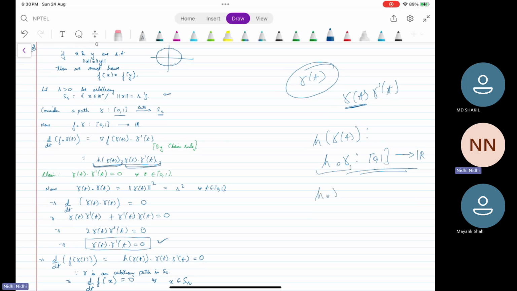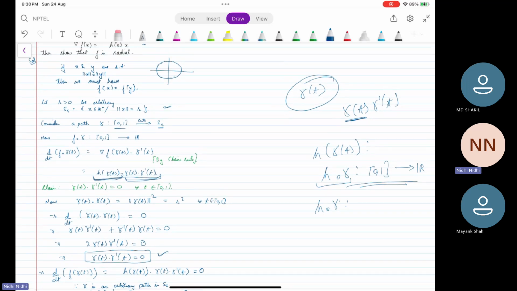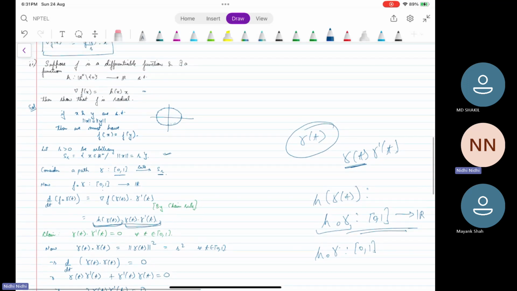H of gamma, this is just a composition map. Gamma is a function from the closed interval 0, 1 to R^n. So the domain will be the closed interval 0, 1, and the range will be the range of H. The range of H is R. So this is just a real valued function. So this is just multiplication, and this is scalar dot product. This will be a vector. And this will be a linear map, which is again a vector. We can write a linear map as a vector.